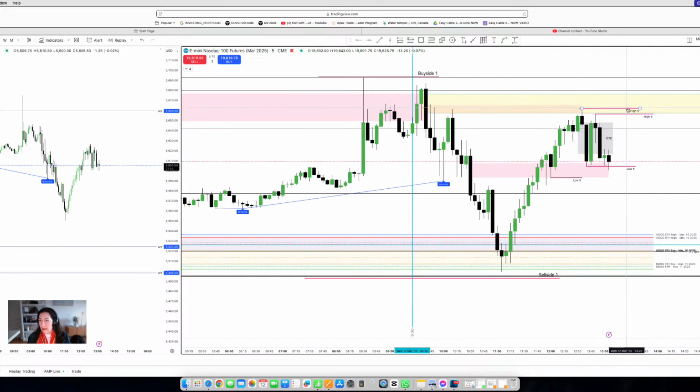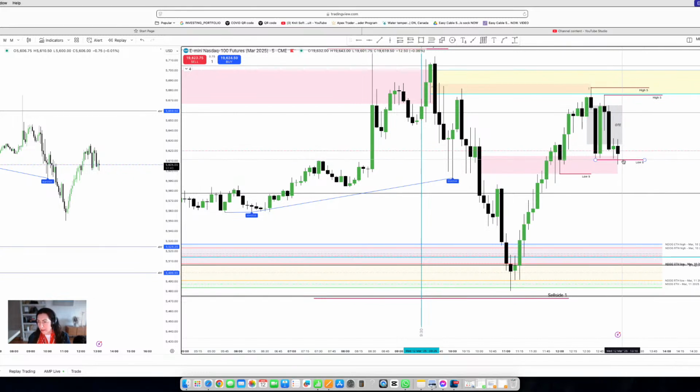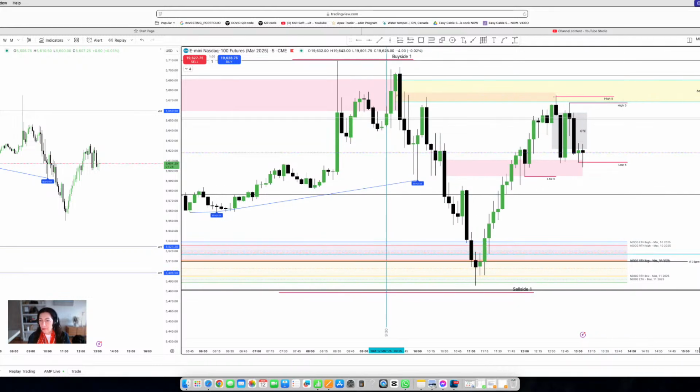I've got a high up here. We've made a lower high. Here's a low, and see if we break this low. This is a 5-minute. If we break this low, it'll be a 5-minute break of structure to the downside.